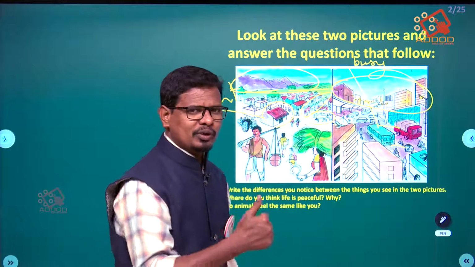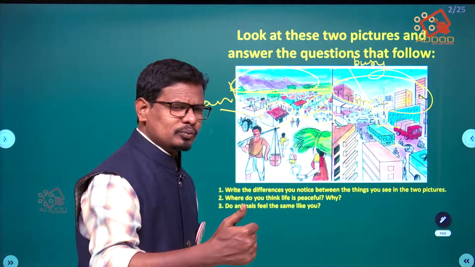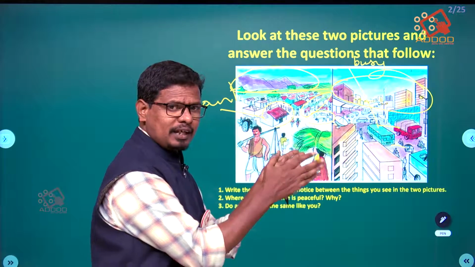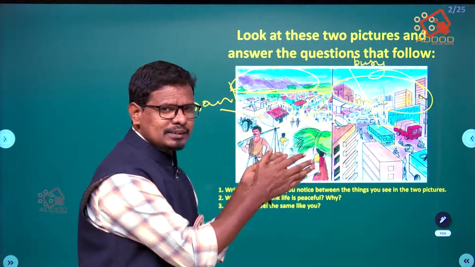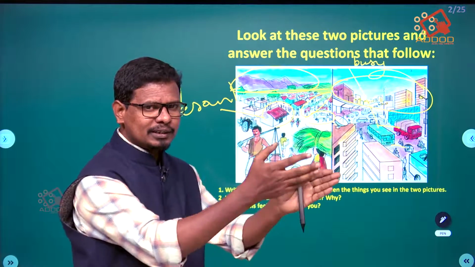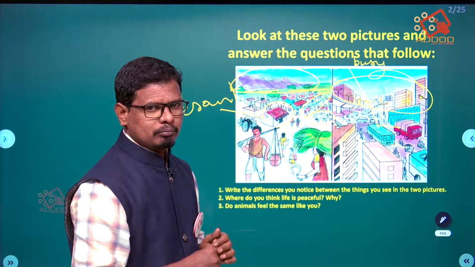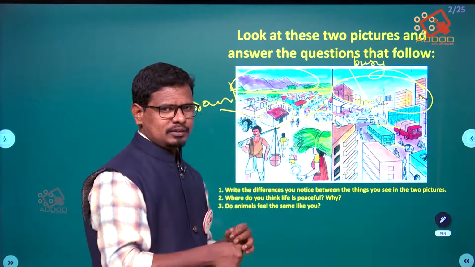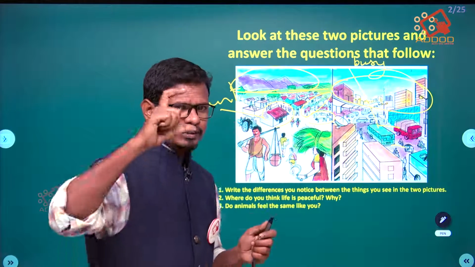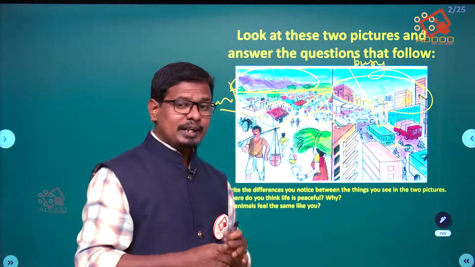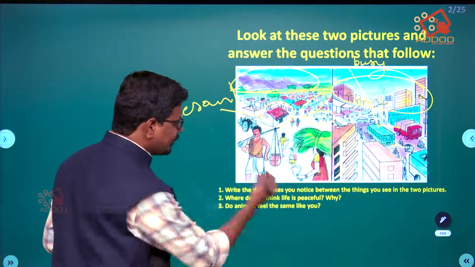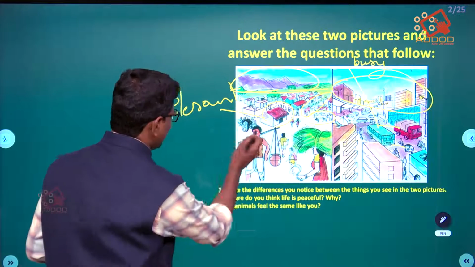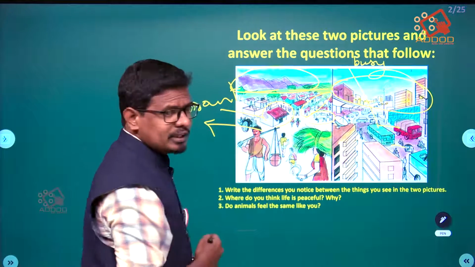Maybe you may include the things that you already know, the difference between the town and a village. What all exists in a town, and what all exists in a village. And the pollution levels. When it comes to a village, what is the level of pollution? When it comes to a town, what is the level of pollution? And where do you think life is peaceful? I feel the life is peaceful in the village.